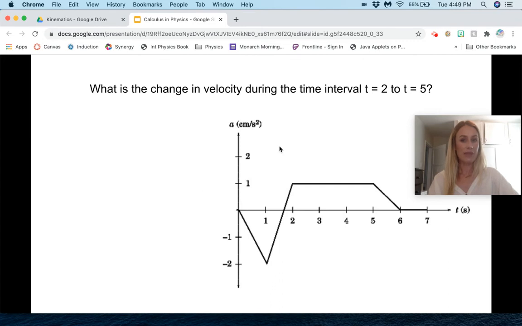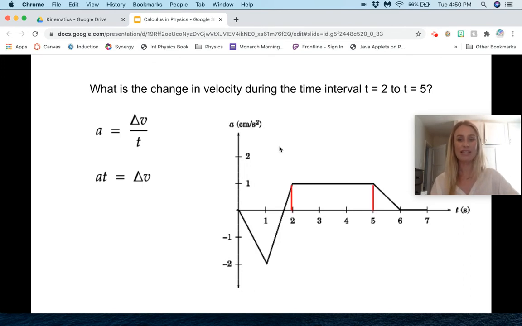Now, what if we have an acceleration versus time curve and we wanted to know the change in velocity during the time interval 2 to 5 seconds? Again, here's my equation for average acceleration. If I rearrange this, I get acceleration times time is our change in velocity. So this tells me that if I get the area under the curve from 2 to 5 seconds, I'm going to get the change in velocity, because the area under the curve here is base, which is time, times height, which is acceleration. So time times acceleration, or acceleration times time, will be our change in velocity.